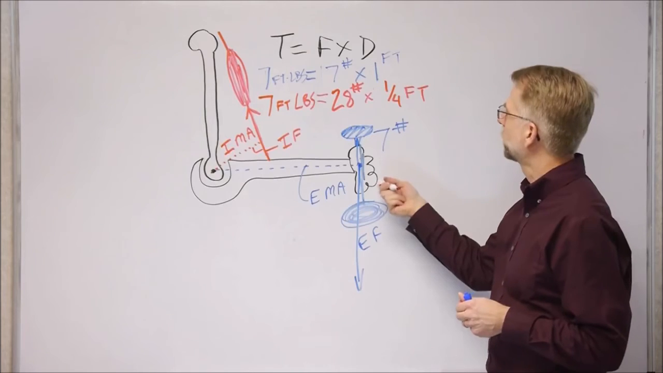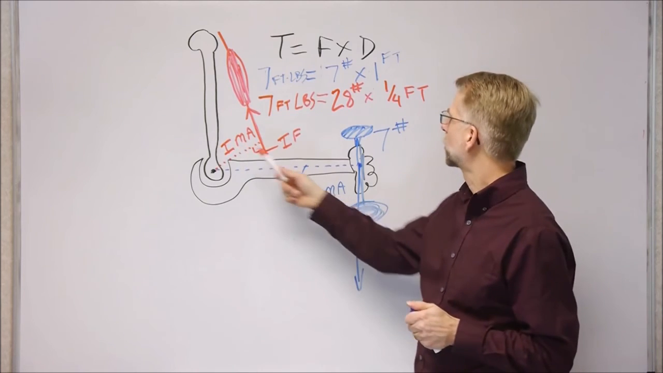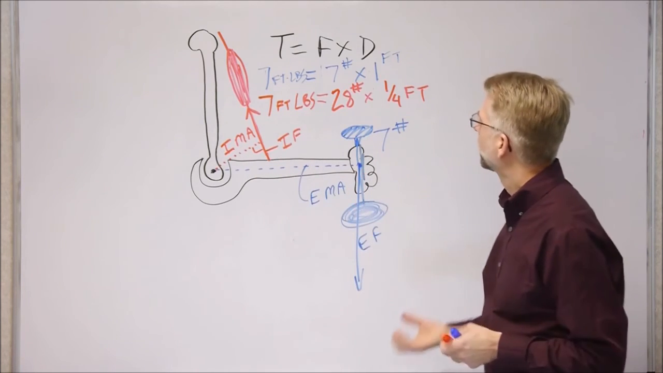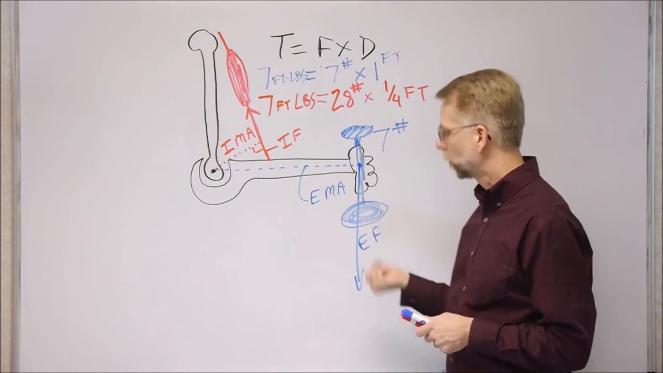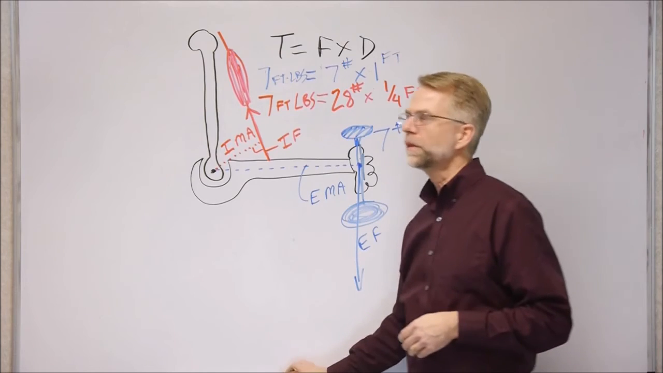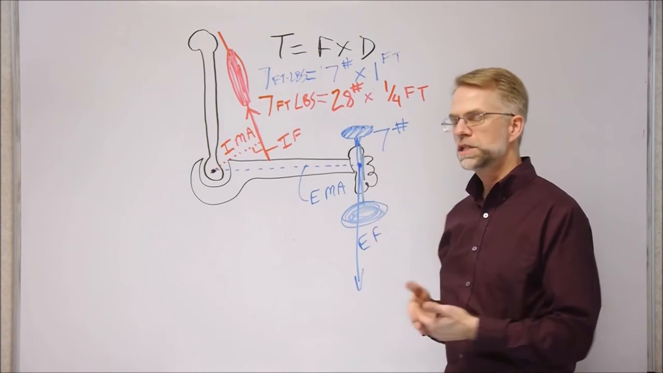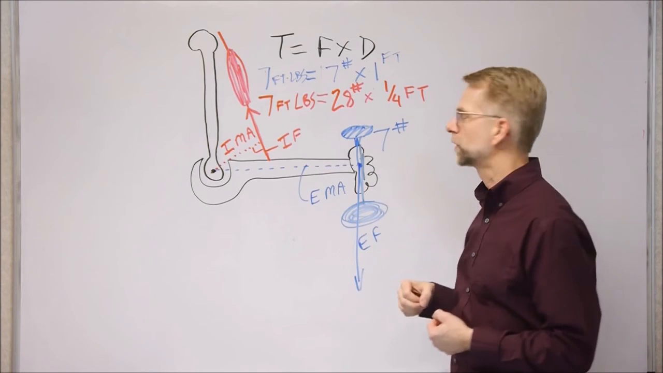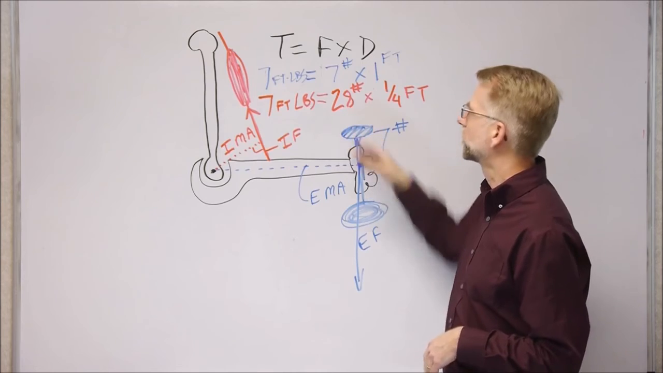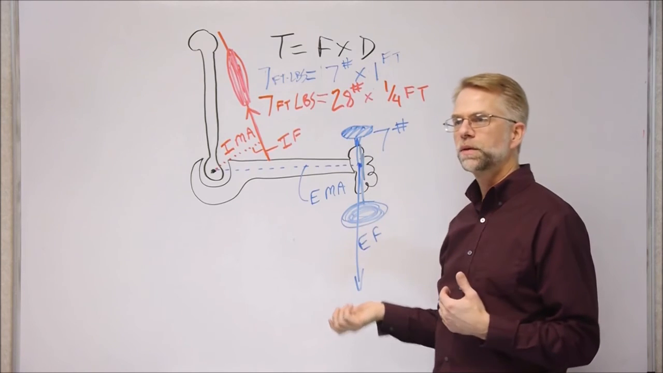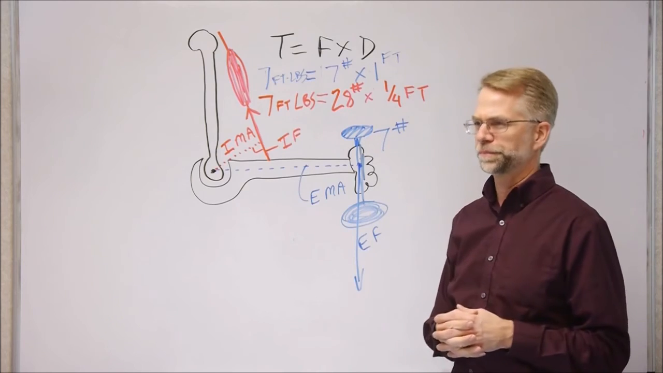So in order to lift this 7-pound weight, because my internal moment arm is 1/4 of my external moment arm, my biceps has to generate 28 pounds of force just to hold it steady. Anything more than 28 pounds of force, then my internal torque is going to exceed my external torque, and I'll lift it up. Anything less than 28 pounds of force, the external torque will be greater than the internal torque, and the weight will go down.